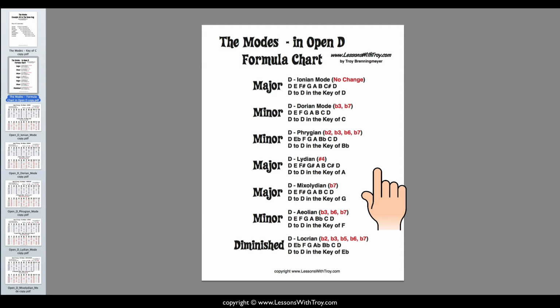D, E, F sharp. Now, do you hear that? That's that sharp 4. That sharp 4 gives you the sound of a Lydian sound. Let me play this again, and you're really going to hear the difference now in this Lydian mode versus the Ionian mode. Here we go.